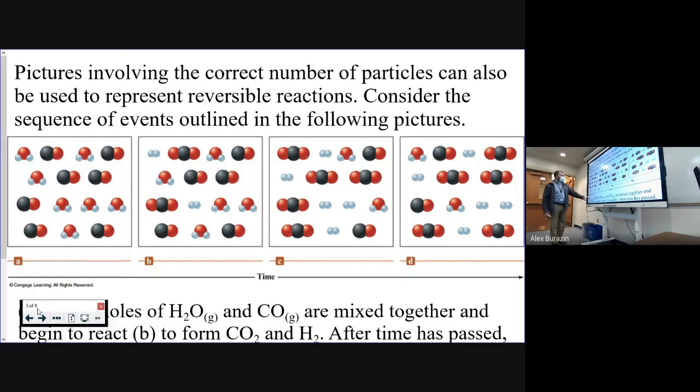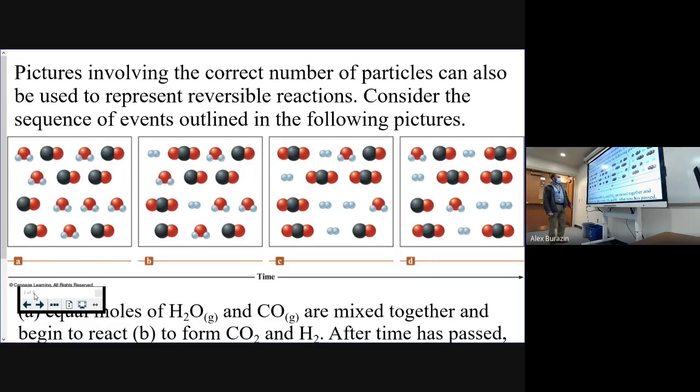All right, now we got some pictures. Now, this one's kind of annoying. Especially, I'm sure on your sheet, it's like extra annoying. How's it look? Oh, it's not too bad. You can almost tell the difference. I said almost. Okay. But pictures involving the correct number of particles can also be used to represent reversible reactions.